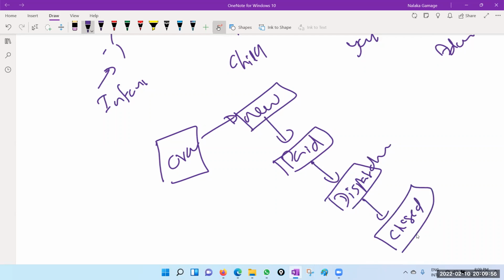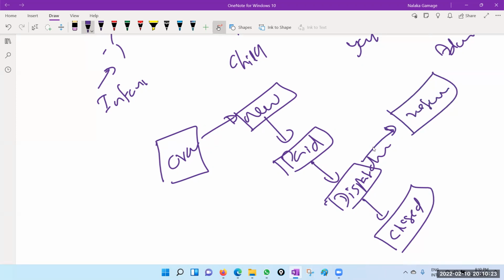Order will be closed, because you can't return the goods after, right? After 6 months, unless there's a fault or something. If there are issues, you have to return it immediately. So there will be some period, right? You have to return it within 7 days or whatever. So after dispatch, it might again go to another state, like the return.